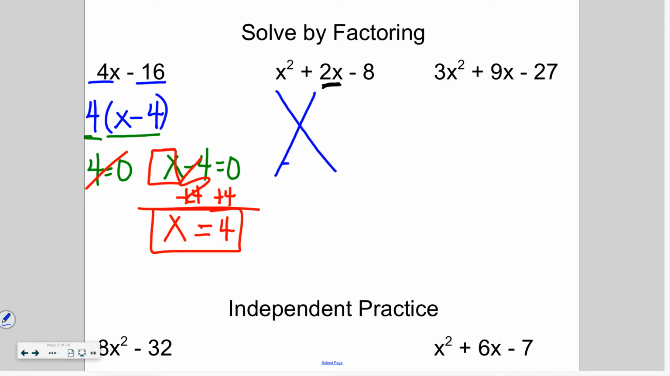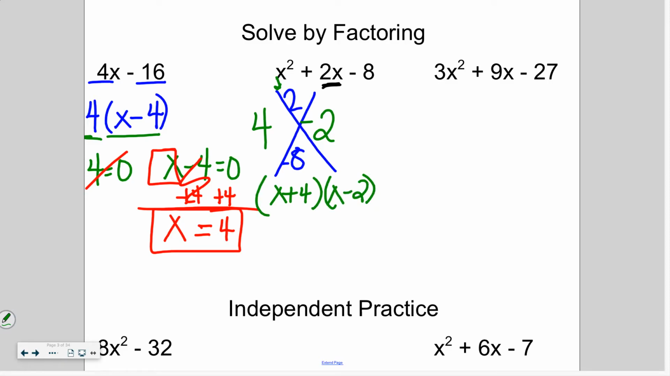So is there anything I can multiply to get 8 or negative 8 and add to get a positive 2? I'm going to give you a second to think about it. You should have 4 and 2. Now one of those has to be negative, but remember, this one always takes the sign of your biggest number. So my biggest number is 4, so that means my 2 is negative. So my factors are x plus 4 and x minus 2.